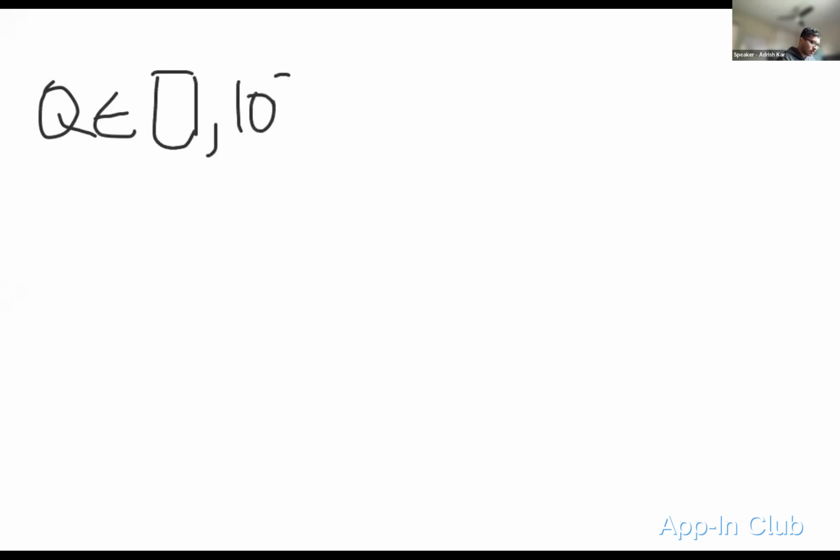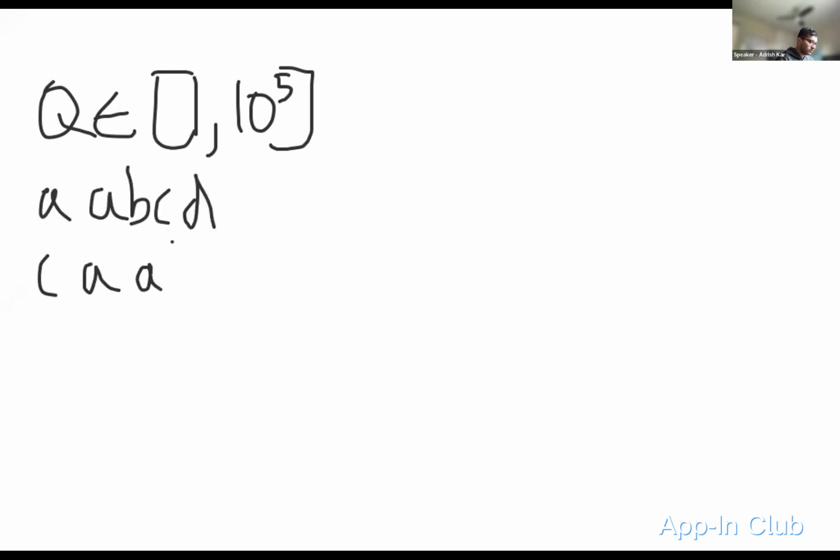Okay, cool. So in this problem, once again, we have Q queries. Q is in the range 1 to 10 to the 5. And we have the two initial strings that were given in the sample input. And this is Q, so this was 4. And the Q queries in the sample input at least were as follows.